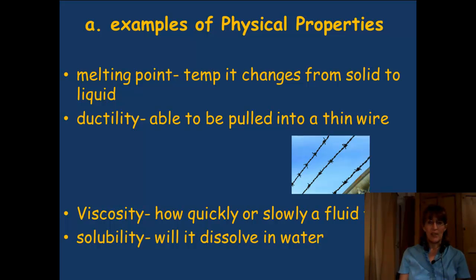Ductility, that means if you can take it and pull it into a thin wire, we say it's ductile. Usually we associate that with metals of some type. Viscosity, that's how quickly or how slowly a fluid flows. So if it's really viscous, it flows slowly. If it's not very viscous, it's runny. And then the last one on this slide is solubility. Will it dissolve in water? If something is very soluble, it dissolves easily in water. If something's not very soluble, it won't dissolve in water, or it takes a long time for it to dissolve.